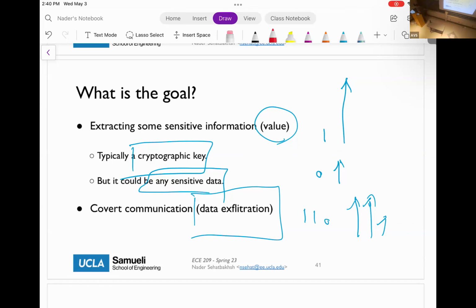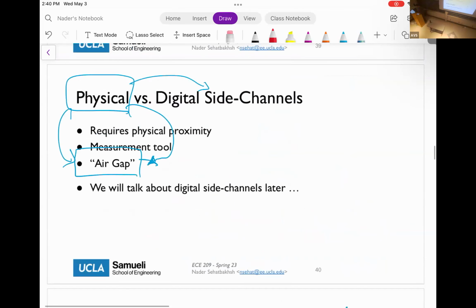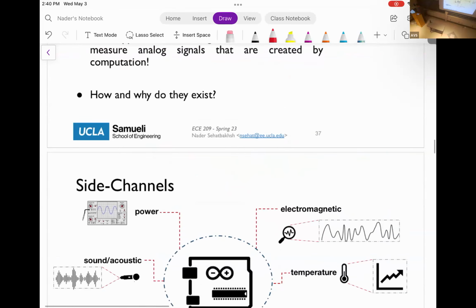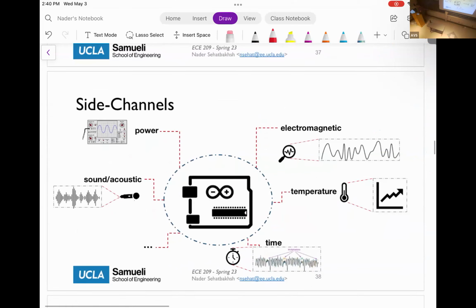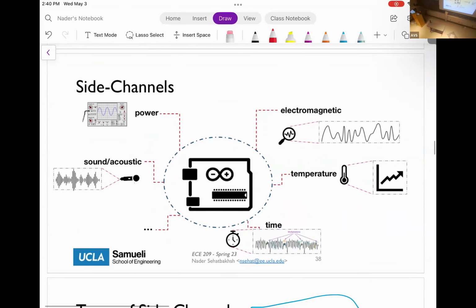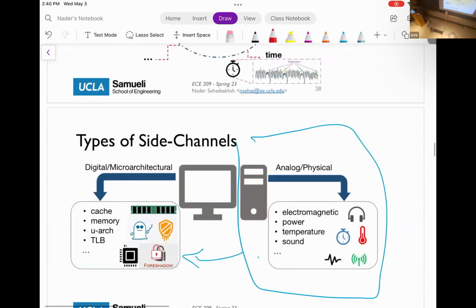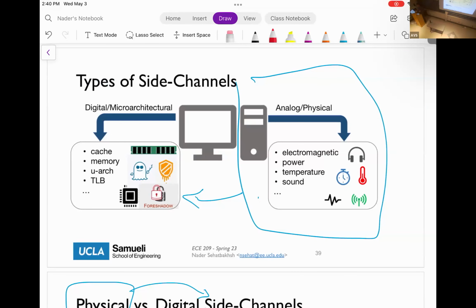If you remember, I told you that we have different types of side channels, and these side channels are just the opposite of what we discussed so far. It's the impact of the computing world on the physical world. I said that there are a bunch of different types of side channels, including power, electromagnetic, temperature, and so on. There's analog and digital. We're going to talk about the analog. We're not going to have time to talk about the digital one: caches, transient execution attacks and so on. These are very interesting digital attacks as well, but that's for some other time.